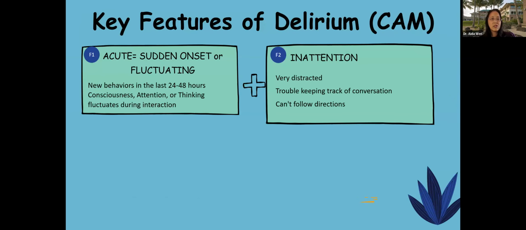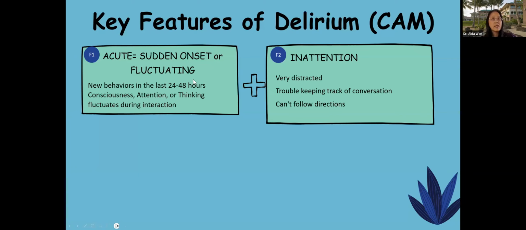So these are the key features of delirium. This is how the doctors diagnose delirium. It's from the Confusion Assessment Method, or the CAM. There are four features that we're looking for. The first feature, feature 1, is acute. Acute meaning sudden onset or fluctuating. That means this is a new behavior in the last 24 to 48 hours. There's a sudden change in their consciousness, their attention or thinking. And it fluctuates. It may fluctuate during your interaction.